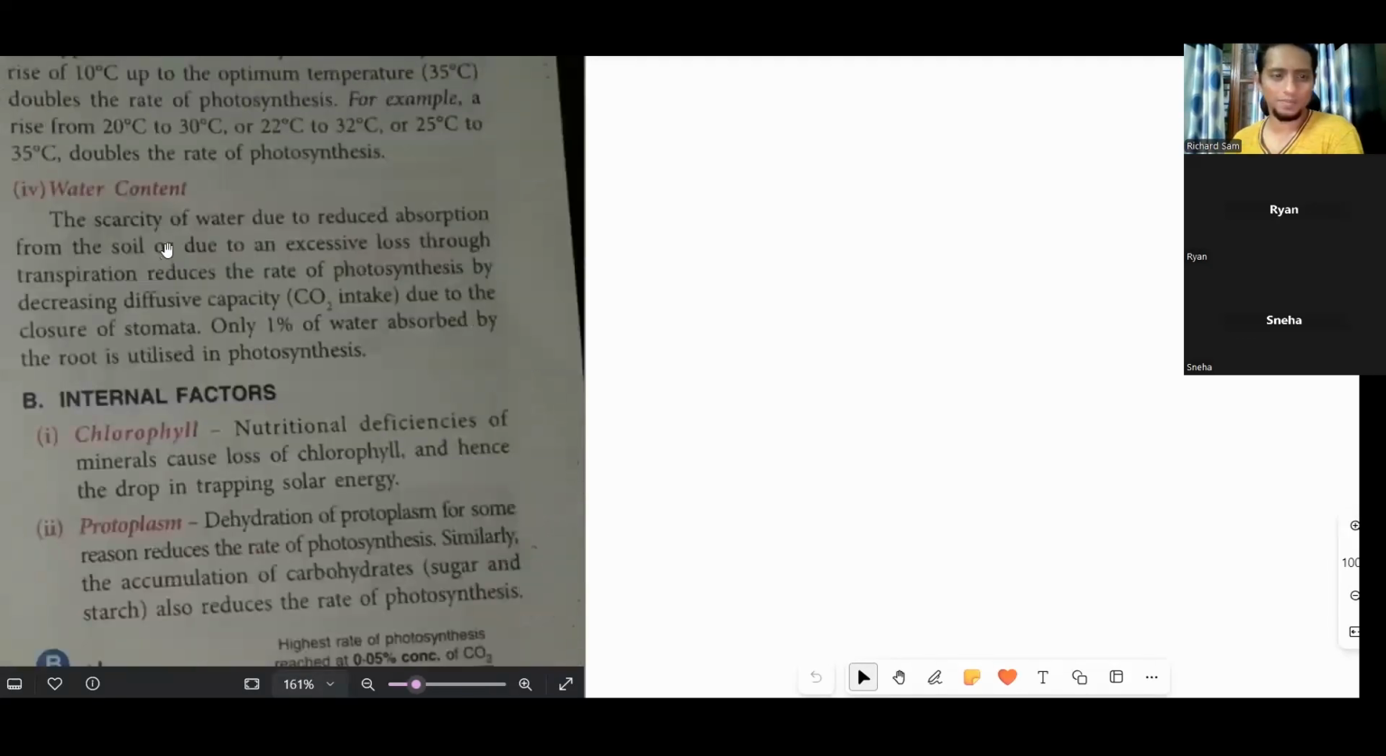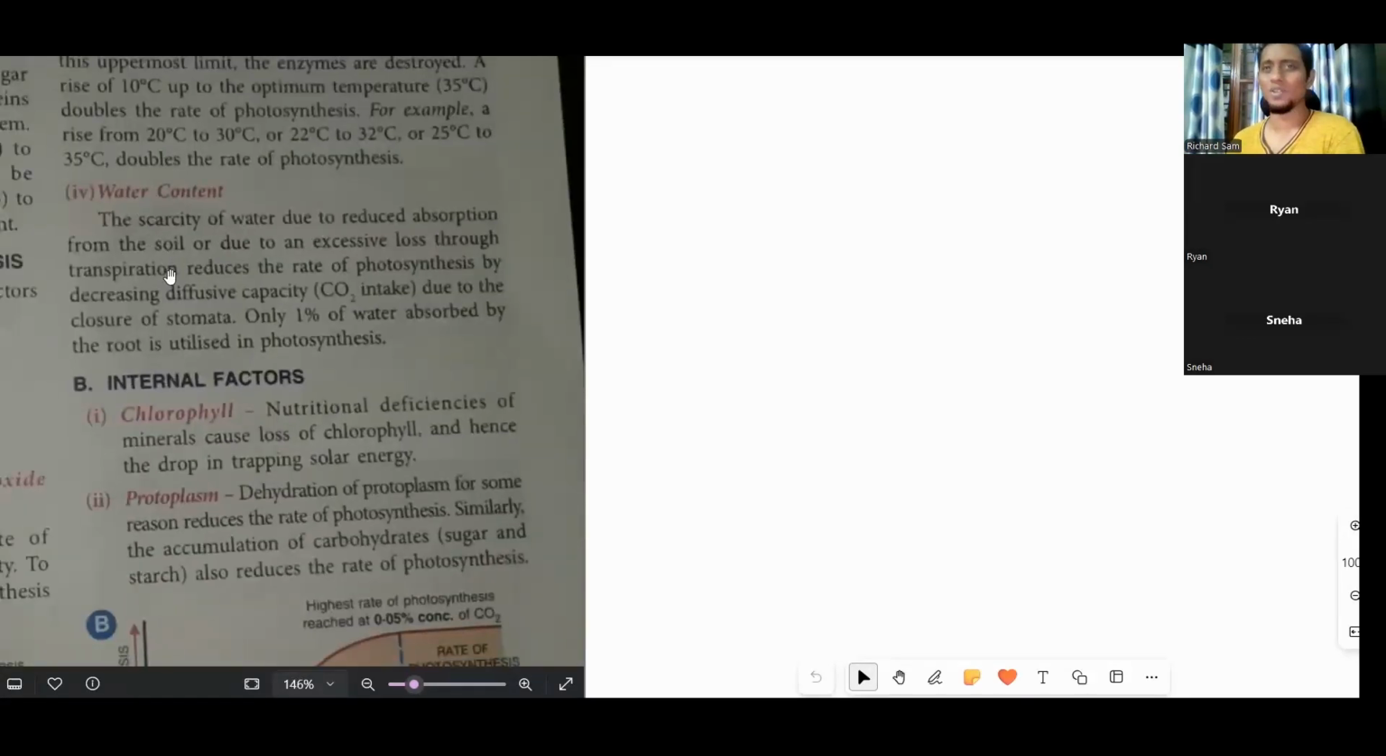Last one is water content. Now, water content is something we don't need to talk about much because out of all the water that the plant is absorbing, how much of the water is being used? 1 to 2%. So that's a very small amount of water which is required. Generally, water does not have any effect on the rate of photosynthesis because there's a lot of water present in the plant. But in case there's scarcity of water, like a plant in the desert where there's no water at all to absorb, then you will see a decrease in the rate of photosynthesis.